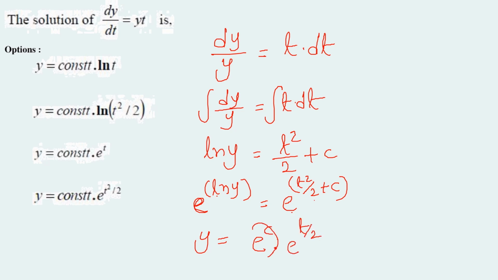Here e power c is a constant, so constant times e power t square by 2. So the correct answer is constant times e power t square by 2. Option D is the correct answer.